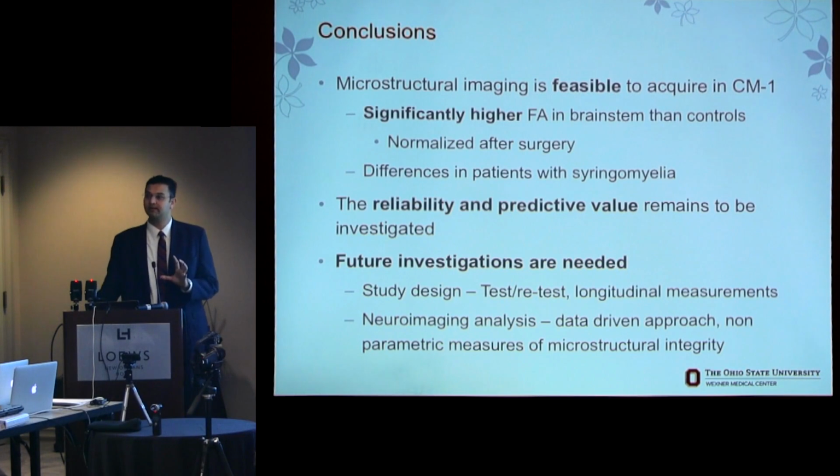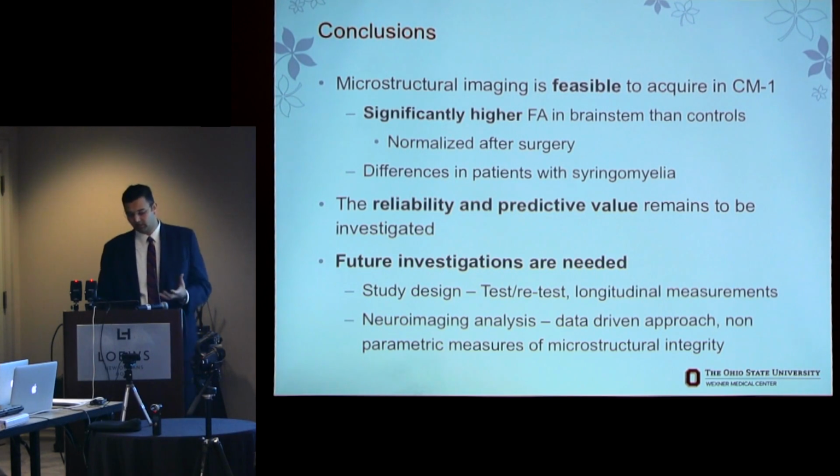So overall, we talked about 3 things today. One was that it's feasible to obtain microstructural imaging. It takes a lot of effort, and we will have to be more careful about the acquisition of imaging and be very vigilant when the images are being acquired. And that FA is significantly higher in the brainstem in patients with Chiari malformation than controls, and it tends to normalize after surgery. Patients with syringomyelia may be a little bit different.